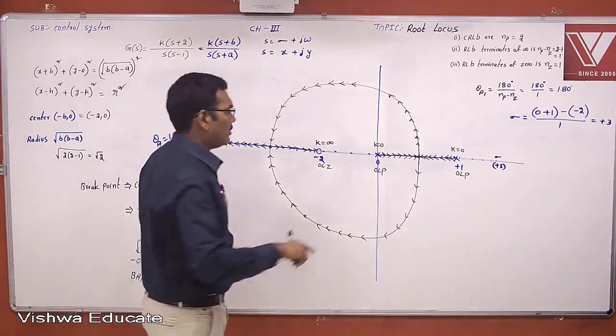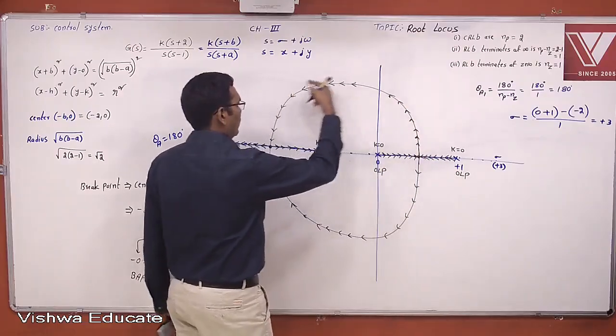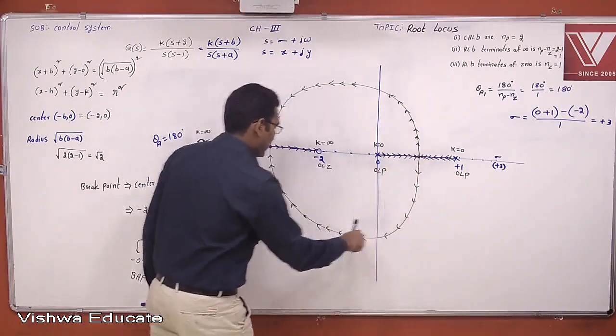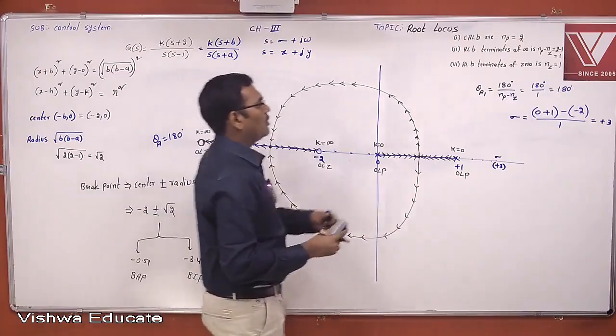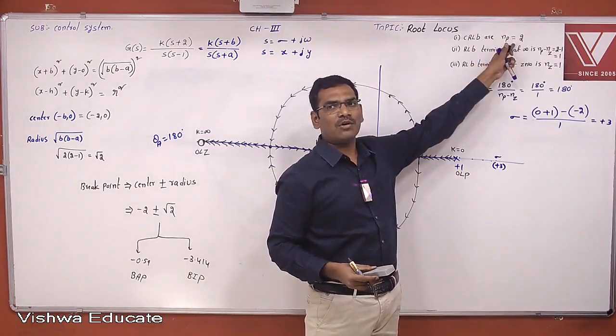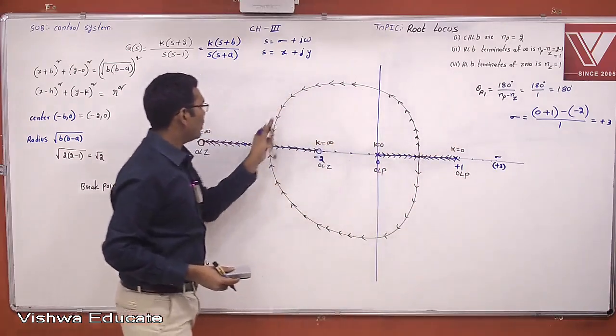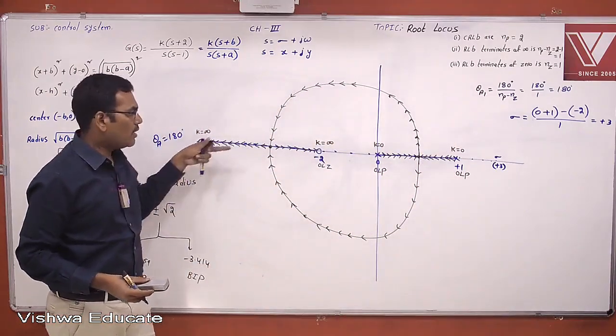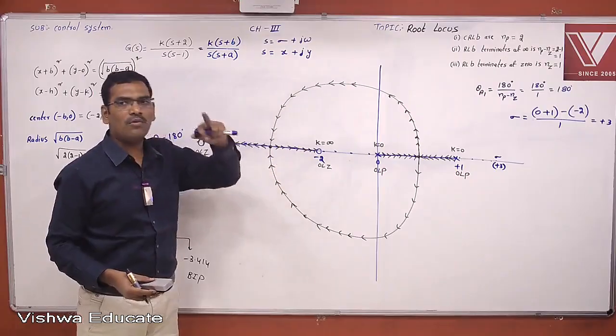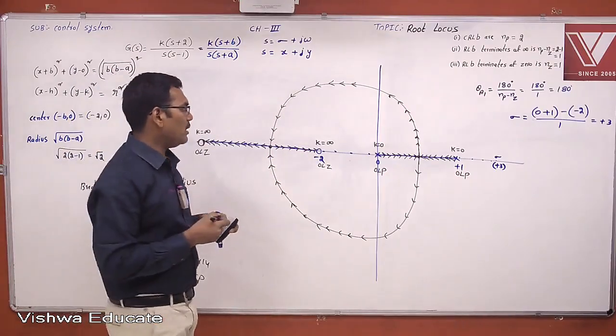All are matching. Starts at poles, ends at 0. Now total complete root locus branches are 2. How many branches terminate at infinity? Only one branch is terminating at infinity. How many branches terminate at 0? Only one branch. All are matching or not? Yes. Now see here.